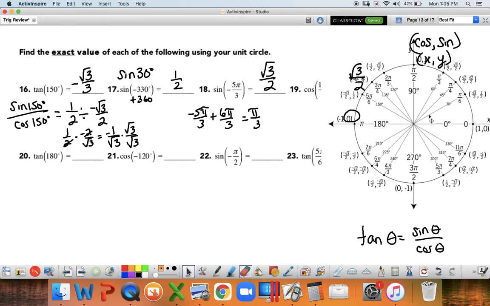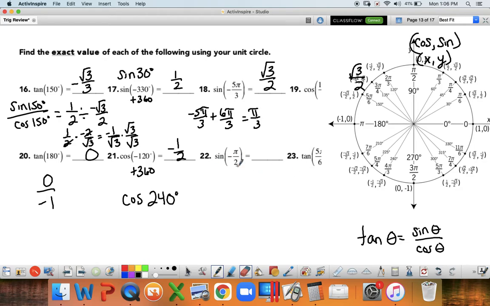Move this back over here. The tangent of 180 degrees, so here's 180, right over here, and I'm going to do sine divided by cosine. 0 divided by negative 1. That's 0. Next example, we have the cosine of negative 120 degrees. I'm going to add 360. So what I really want to find is the cosine of 240 degrees. So I find 240, the cosine, which is the x-coordinate, negative 1/2.